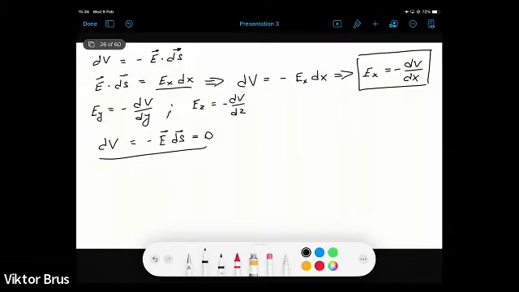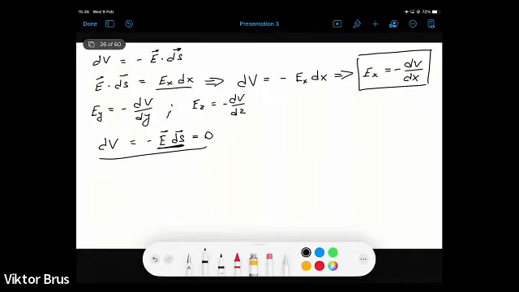In order to achieve this, we need to be sure that the electric field vector is always perpendicular to the displacement vector, ds. And that's why equipotential surfaces should be always perpendicular to the electric field.